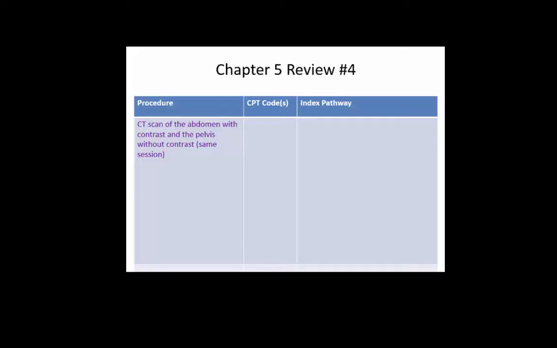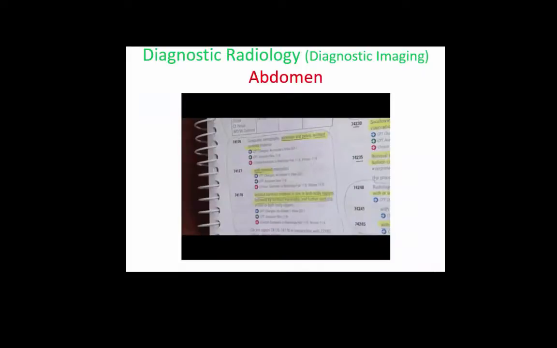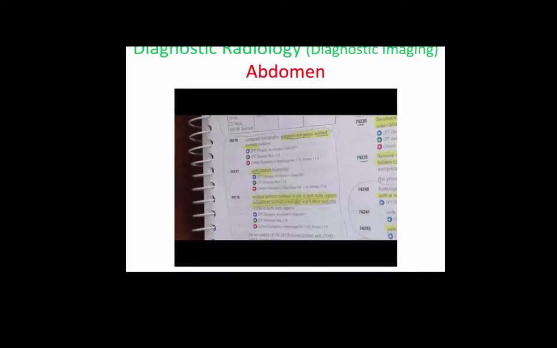Number 4, CAT scan of the abdomen with contrast and the pelvis without contrast for the same session. CAT scan with and without contrast for the abdomen is 74178. You can blow this up. And when you blow it up, 74178, you notice in this family of codes at the very top, abdomen and pelvis. So this particular code description tells you the code covers both parts of the body.